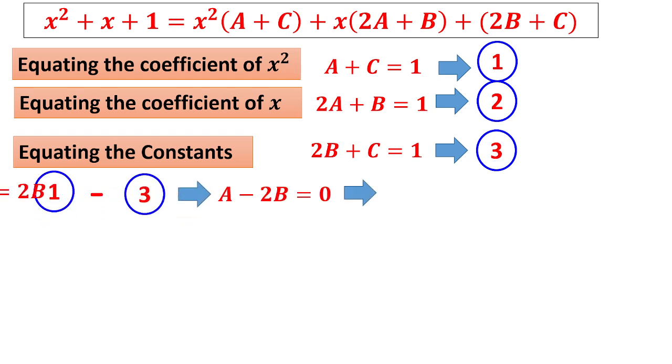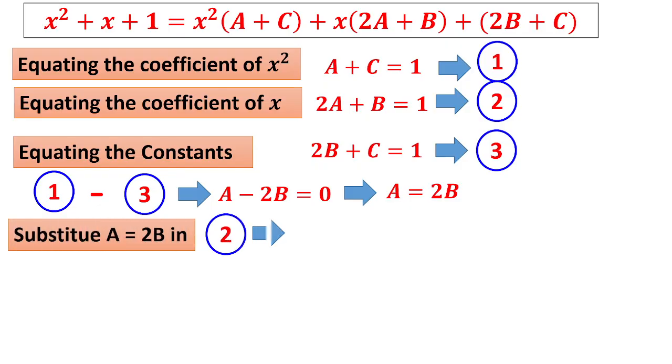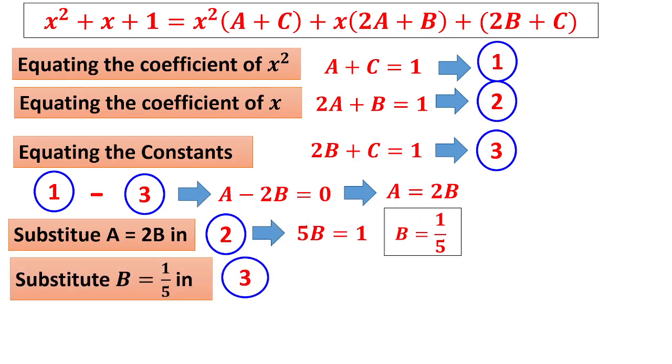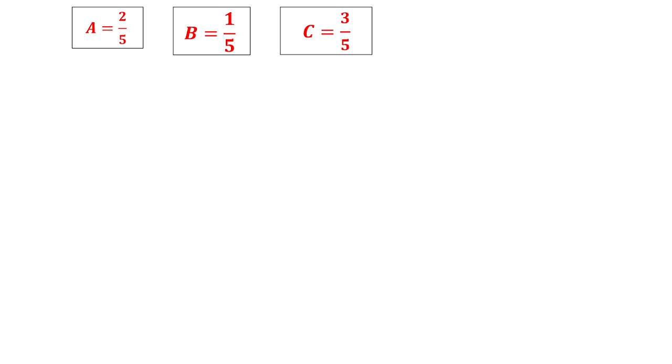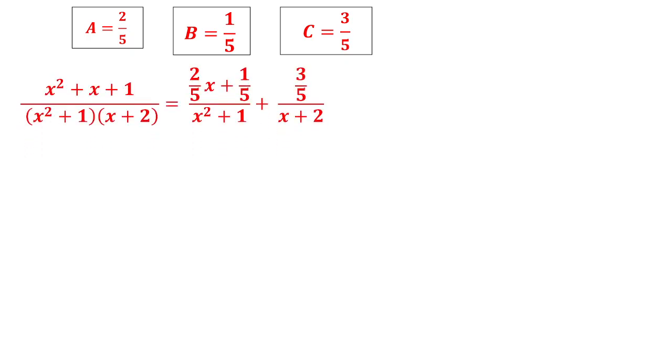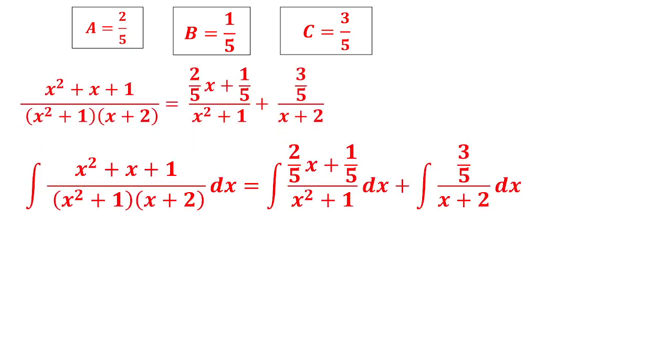Now you can do this by the elimination process or by substitution, whatever you want, but I have subtracted equations 1 and 3. I got a is equal to 2b. Put a is equal to 2b in equation number 2, I will get the value of b. If one value is obtained, the other values will be obtained very quickly. Now I will get the value of c, and I got the value of a. Now I will put them in the integral. The integral will become (2 by 5 x plus 1 by 5) by x square plus 1 plus 3 by 5 by x plus 2, into dx.